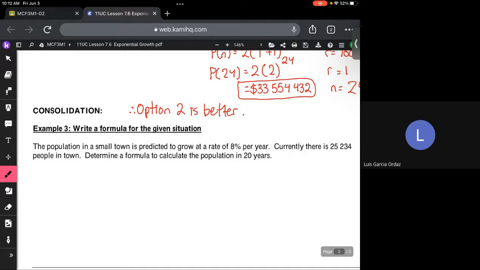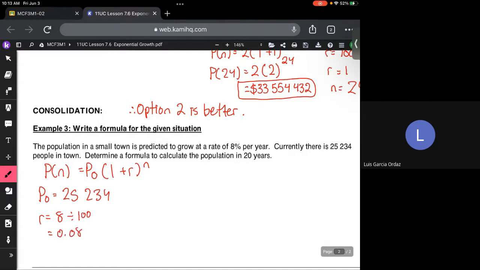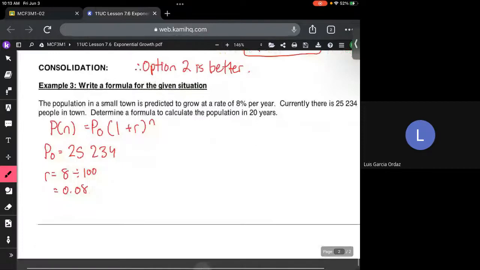So, again, we start off with our generic formula. P of n is equal to P0 times 1 plus R to the power of n. Our P0 is the initial amount of people, which is 25,234. Our rate is 8%, but because we have to change it into a decimal, you divide it by 100. So 8 divided by 100 gives me 0.08. And for our n, it's the amount of years that we're doing this for, which is 20.